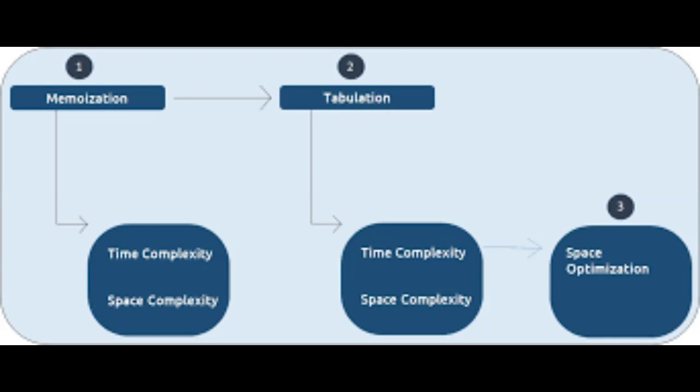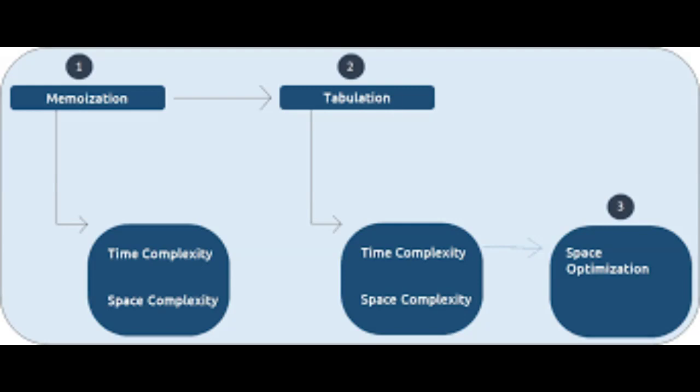A memoization table or cache can be visualized, where computed subproblem solutions are stored for future reference. As the algorithm encounters a subproblem, it first checks the memoization table to see if the solution has already been computed. If so, the algorithm retrieves the solution from the table, saving computation time. If not, the algorithm proceeds to solve the subproblem and stores the solution in the memoization table for future use.